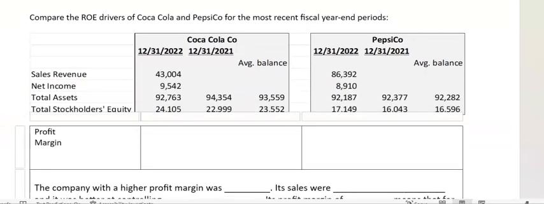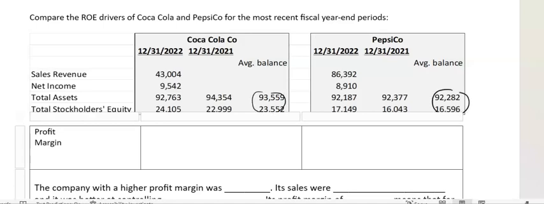Let's work through an example comparing the different ROE drivers for Coca-Cola and Pepsi for the most recent fiscal year ends. So I've given you the data here. There's also an Excel file if you'd rather work this in Excel. I prefer to do this here so I can write out some formulas. We have revenue and income for the 2 most recent year ends, and then asset stockholders equity for the 2 most recent year ends so that we can use the average balances that we see here.